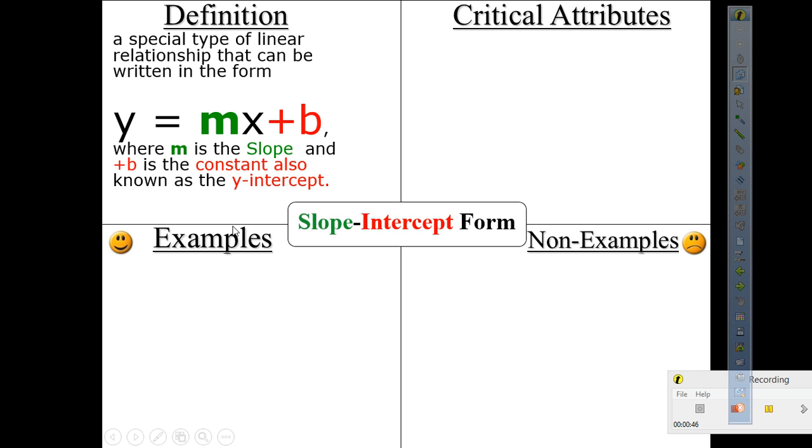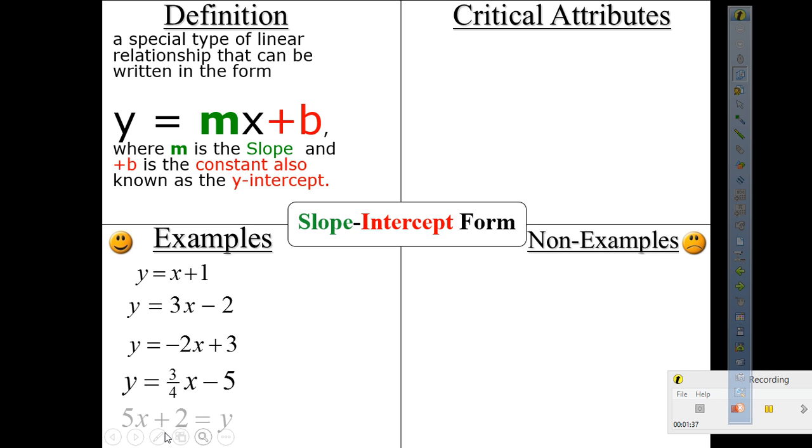Now, what does it look like with numbers and variables? y equals x plus 1, y equals 3x minus 2, y equals negative 2x plus 3, y equals 3/4 x minus 5, and 5x plus 2 equals y.